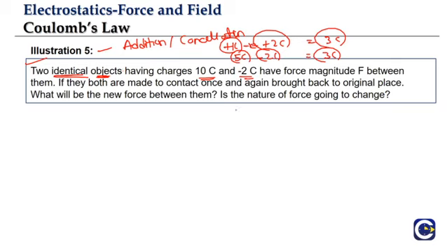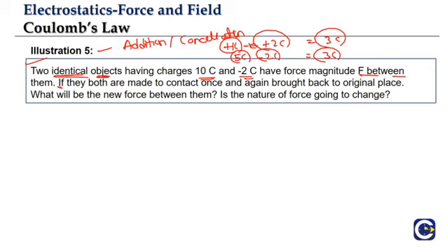So the two identical objects having charges 10 and minus 2 have a force magnitude F between them. So initially they are having a force of magnitude F, and this F value will obviously depend upon what is the medium and what is the distance between the two charges.